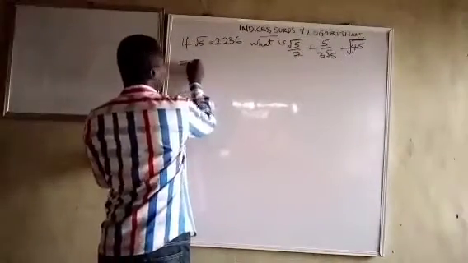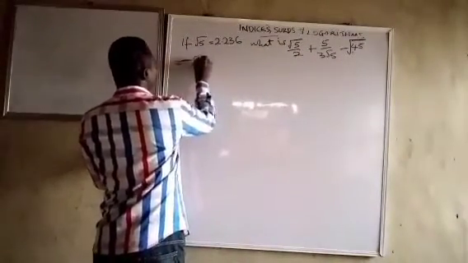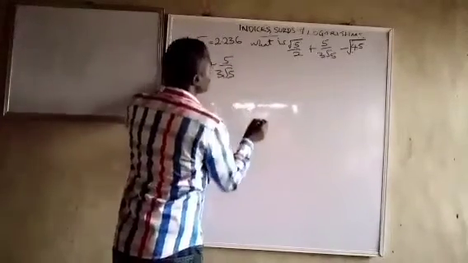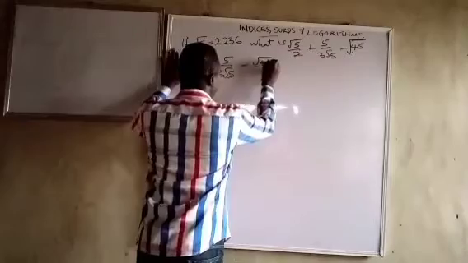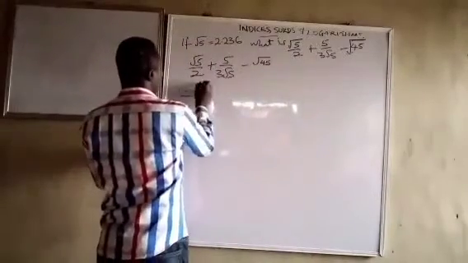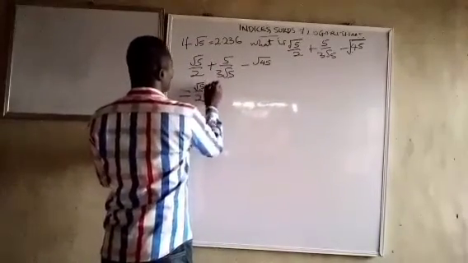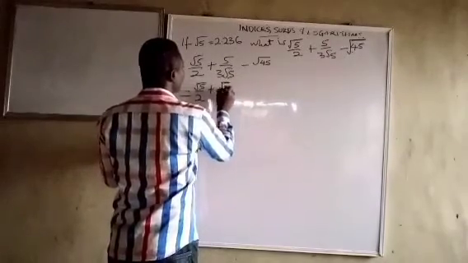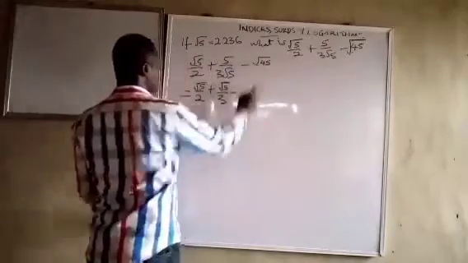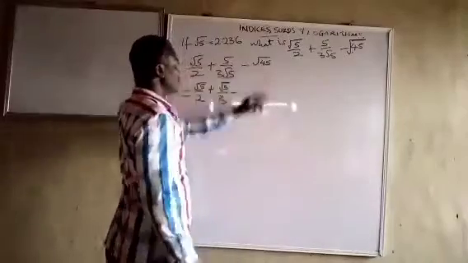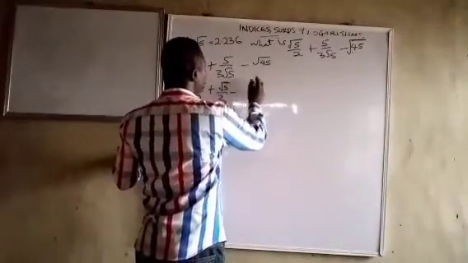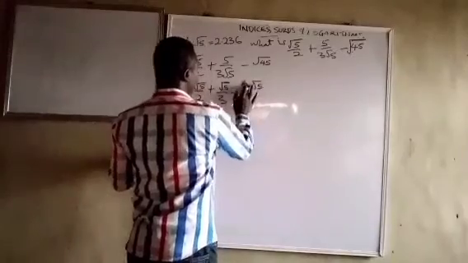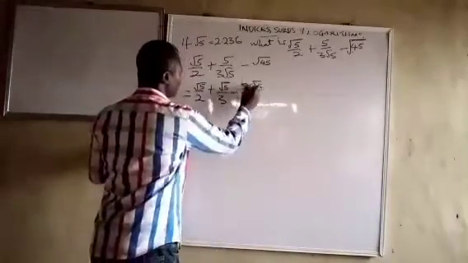So this will now be equal to root 5 over 2 plus 5 over 3 root 5 minus root 45. If we divide through by root 5, it's going to give us root 5 over 2 plus root 5 over 3. This one is going to give us 3 root 5, and that will give us 3 root 5.